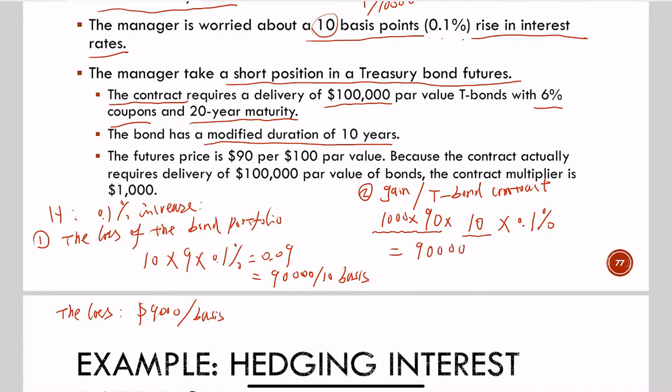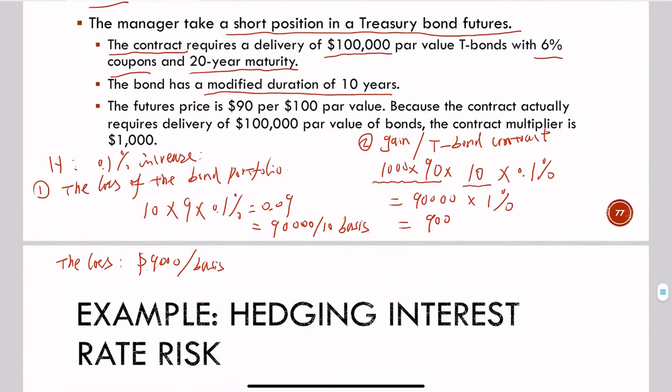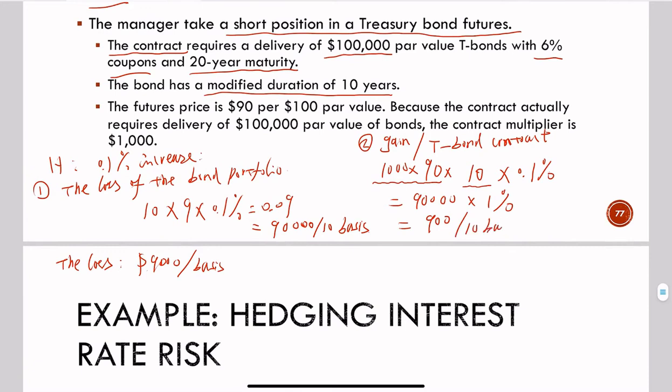So this gives us 90,000. And now you can see that it's not 90,000. It should be 90,000 times 1%. So it should be 900, right? And this is 900 for 10 basis points. And then you can see that for 1 basis point, it's 90, right? So it's 90 per 1 basis point.